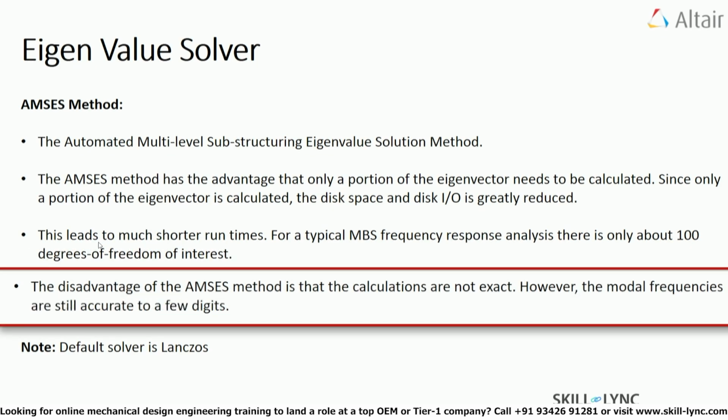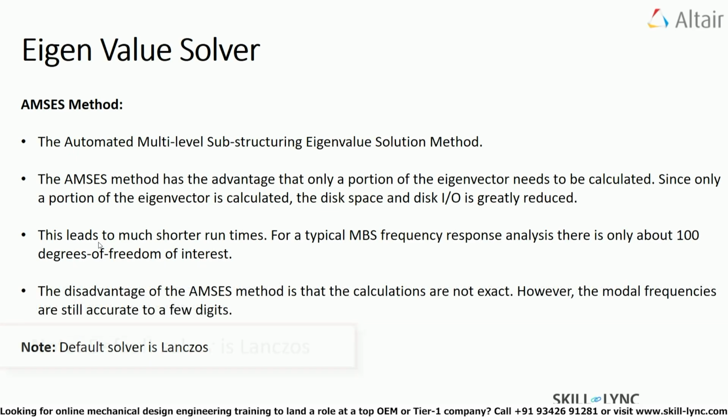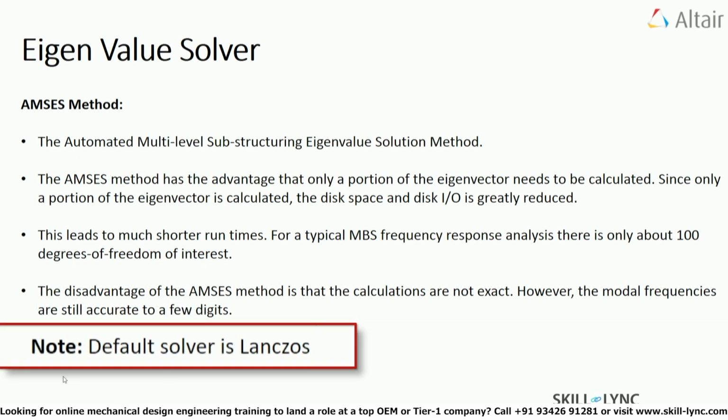The major disadvantage of the AMSIS method is that the calculations are not exact. However, the modal frequencies are still accurate to a few digits. But by default, the solver algorithm is set to Lanczos method.